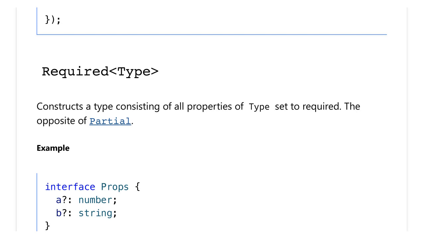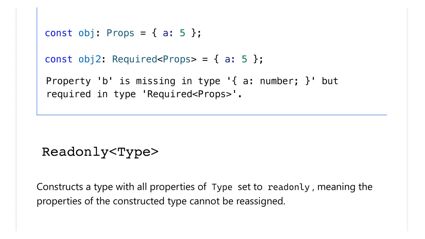Required<Type> constructs a type consisting of all properties of Type set to required. The opposite of Partial. Example: interface Props { a?: number; b?: string; } const obj: Props = { a: 5 }; const obj2: Required<Props> = { a: 5 }; Property 'b' is missing in type '{ a: number; }' but required in type 'Required<Props>'.